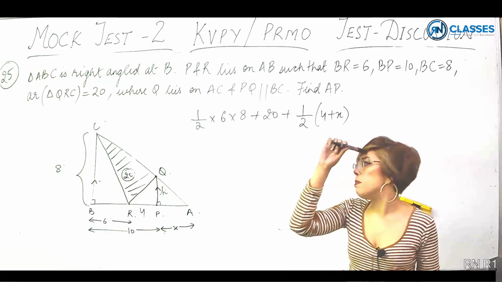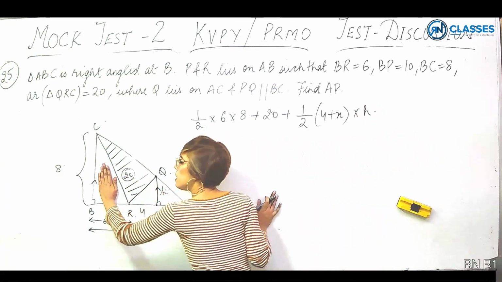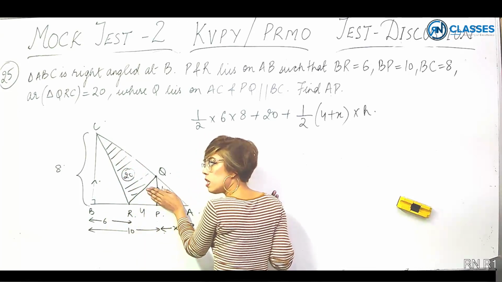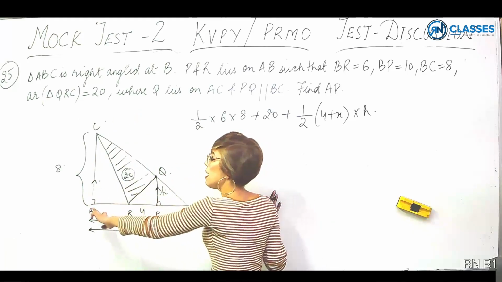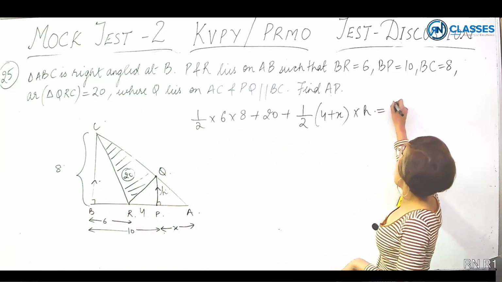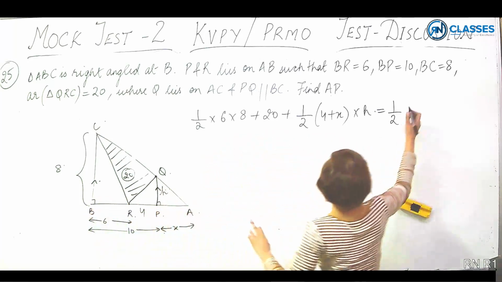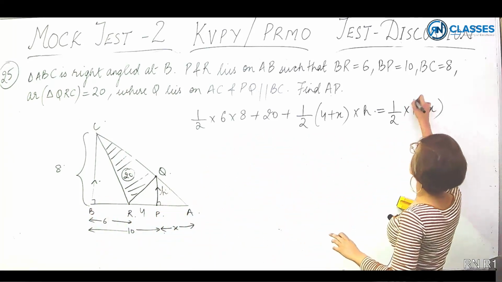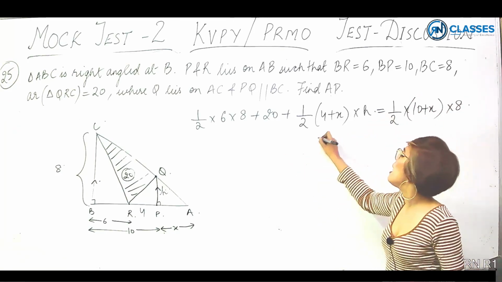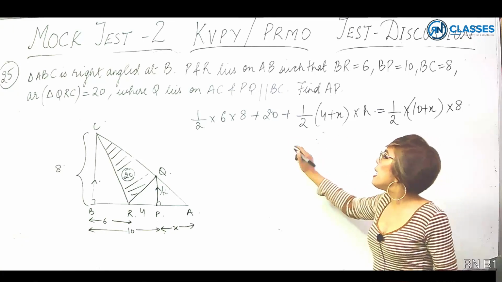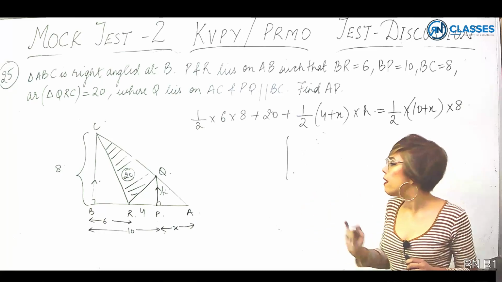So you can see area of this plus area of this plus area of this is equal to the entire area, and this is a big right angle triangle. So this is equal to half, base I can take this one, so 10 plus x, and height is given to me, which is BC, into 8. Right? So I have an equation in h and x. So I need to write another equation relating h and x so that I can have two equations I can solve and get the value of x.